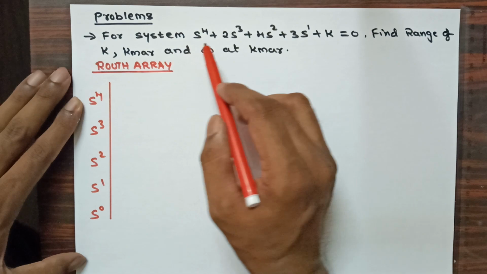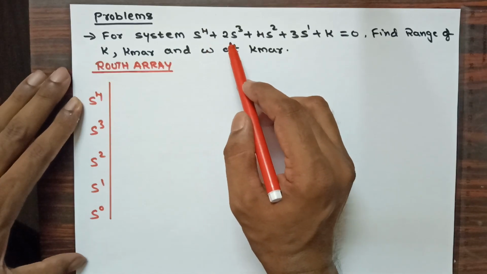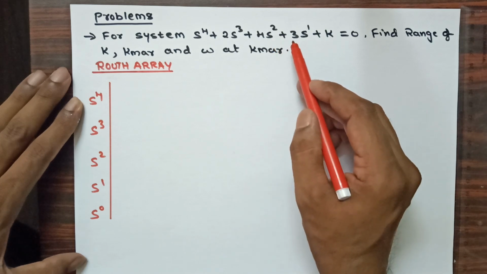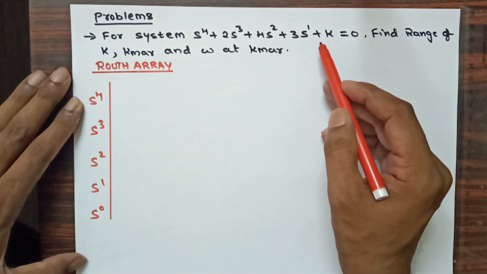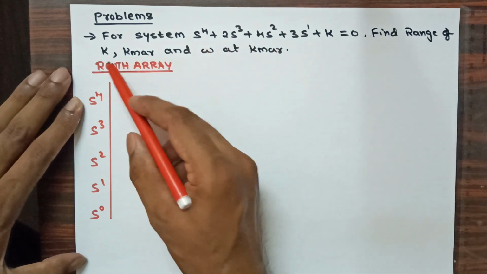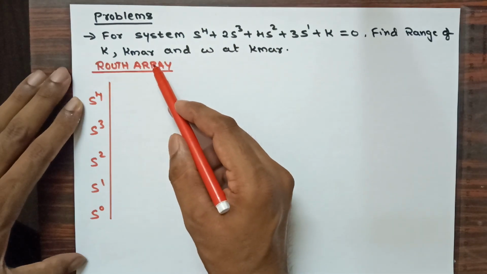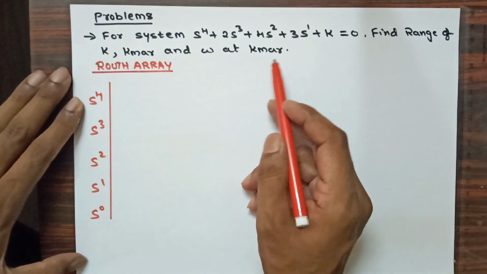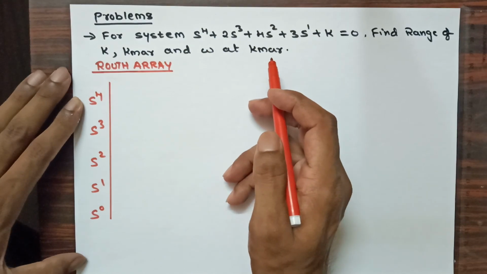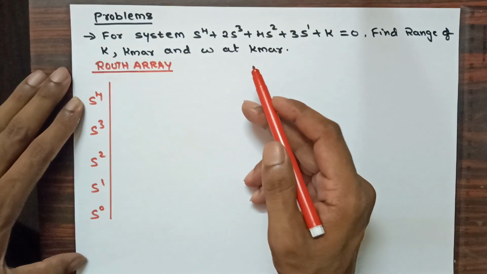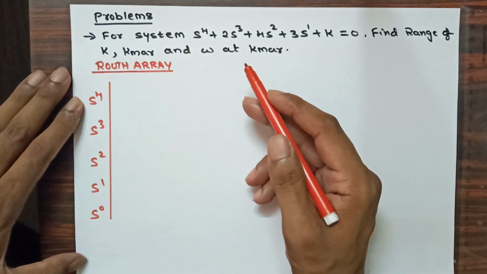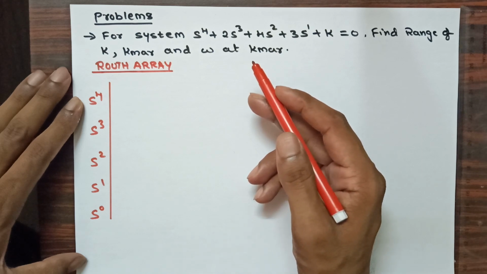For the system s to the power 4 plus 2 into s to the power 3 plus 4 into s to the power 2 plus 3 into s to the power 1 plus k is equal to 0, find the range of k, k margin, and omega at k margin, that is the frequency of sustained oscillations at k margin. So in these three things we need to find: one is the range of k, k margin, and the frequency of sustained oscillation at k margin.